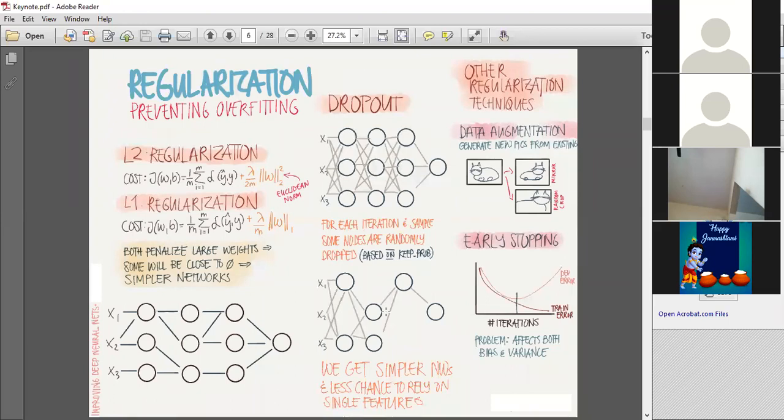That is one. And the fourth one is early stopping. Now, if you see the graph, you can see that there is a y-axis and there is an x-axis.